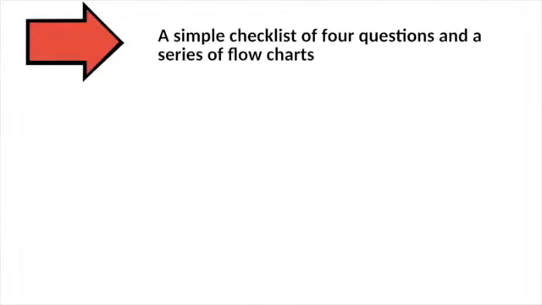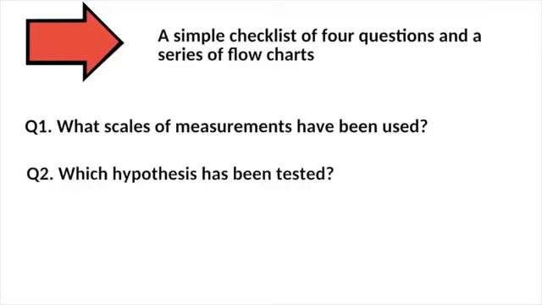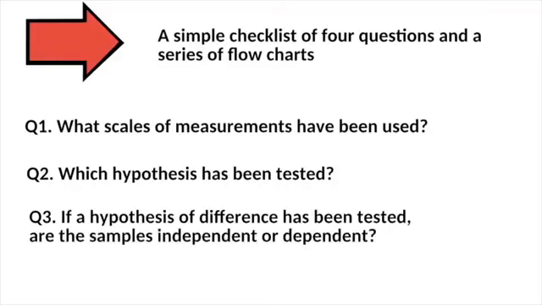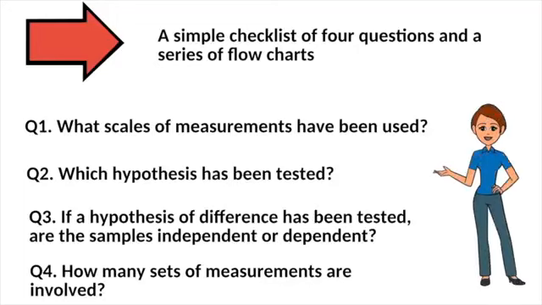Following is the checklist of 4 questions. Question 1. What scales of measurements have been used? Question 2. Which hypothesis has been tested? Question 3. If a hypothesis of difference has been tested, are the samples independent or dependent? Question 4. How many sets of measurements are involved?